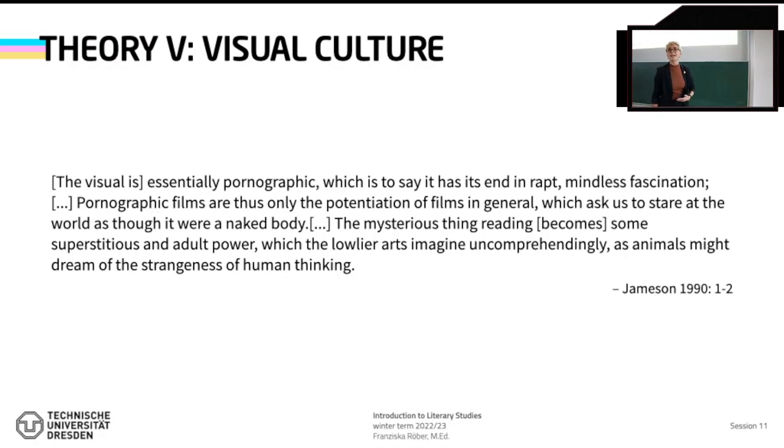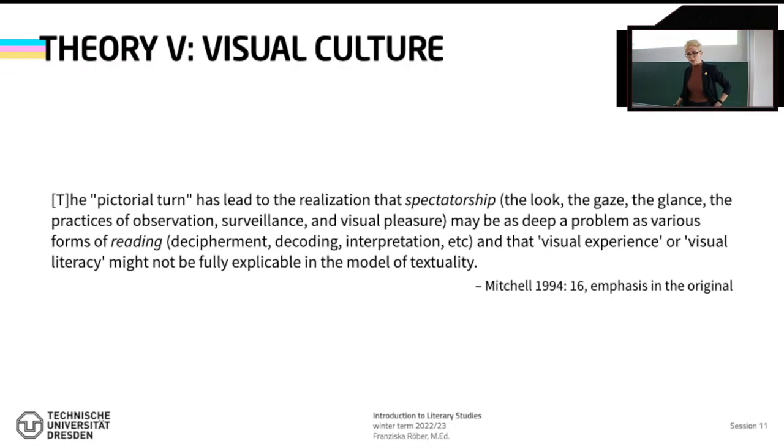So the viewer, the audience, isn't a mass viewer, but it's the spectator, which is much more of an active term. In this case, the pictorial turn has led to the realization that spectatorship, the look, the gaze, the glance, etc., may be as deep of a problem as various forms of reading, that is decipherment, decoding, etc., and that the visual experience or visual literacy might not be fully explicable in the model of textuality. So what we need is a different way of reading it.